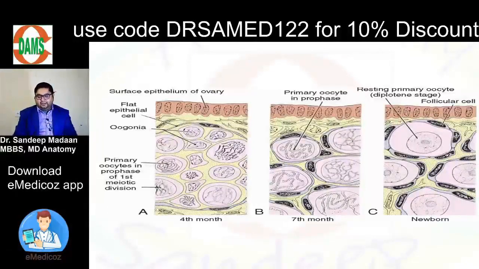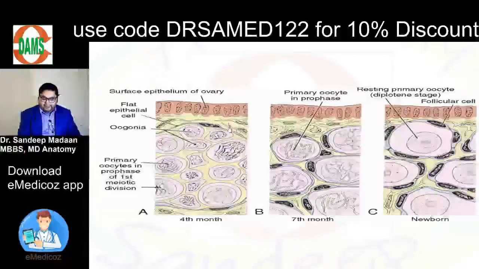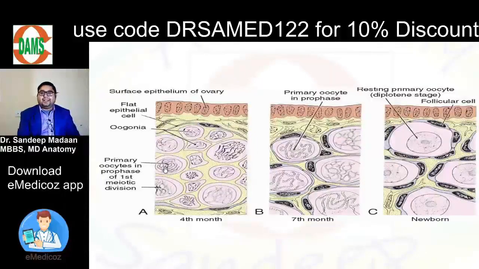Okay. Now how it is going to happen, we can see the flat epithelial cells, they are wrapping around a group of cells. Inside we have the oogonia, outside lining cells are the flat follicular cells.